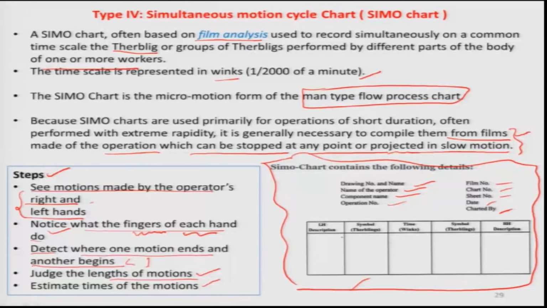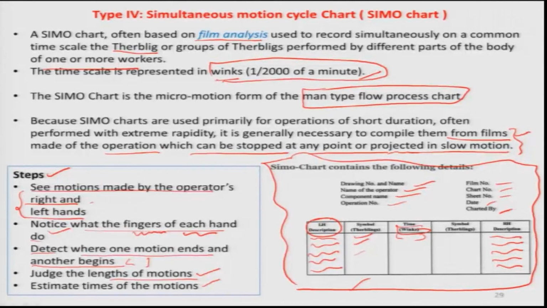As you have already seen in the previous module, in a two-handed chart we used both hands and recorded the operation of both hands using symbols. Here you make a video of your operation, the movement of both hands, and then break all the operation into various parts. After distinguishing left hand and right hand, you make a symbol for each operation you do by hand, and the time required for that operation. It is in wink form. A wink is 1/2000 of a minute.